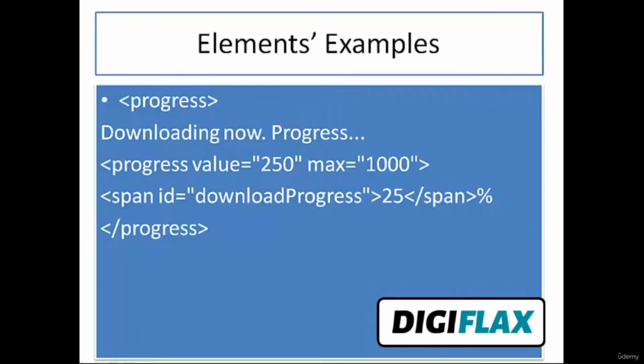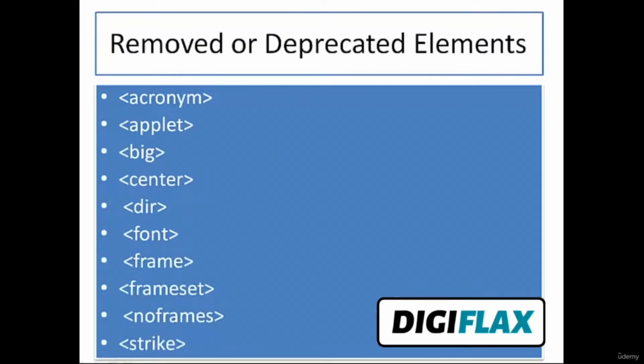So that's it. And now come the removed or deprecated elements. First is the acronym, which stands for the abbreviation of a tag, which is replaced with the ABBR tag in HTML5. The most commonly used for animation is the applet tag, which is also removed from HTML5. Then come the form, big, center, dir, font, and frame tags. Noframes and strike have also been removed.